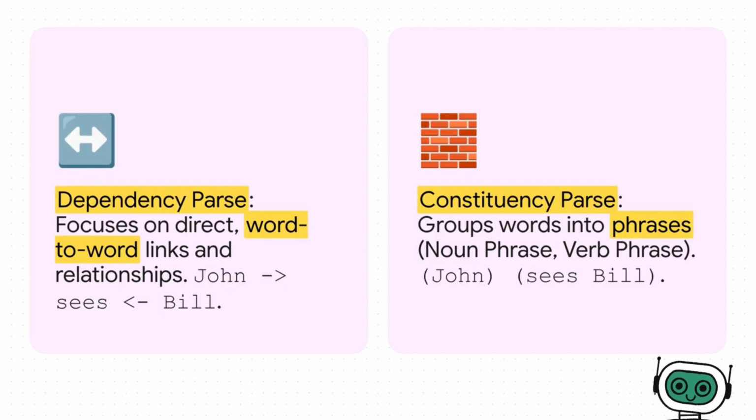Simple. Now, you might have heard of another way to do this called constituency parsing. That's the one that groups words into big chunks like noun phrase or verb phrase. Dependency parsing is different. It's more granular. It cares about the direct link between John and C's and Bill and C's. For a lot of practical AI tasks, knowing these direct word-to-word relationships is just way more useful than knowing you have a big abstract phrase.